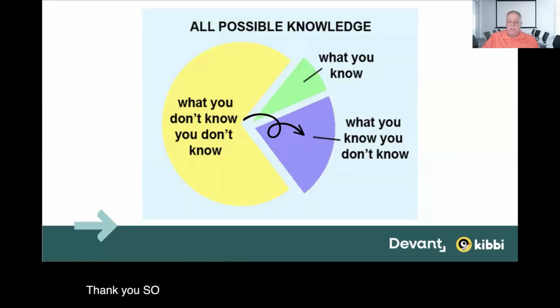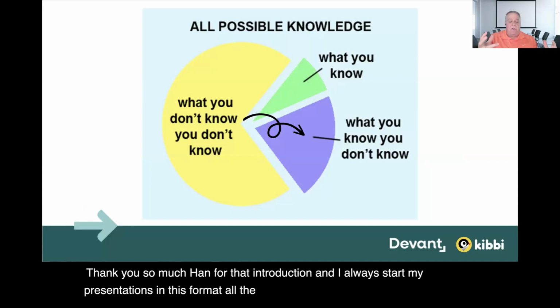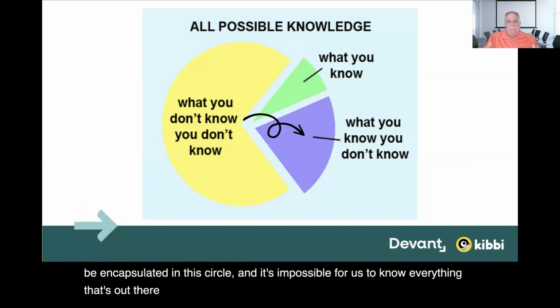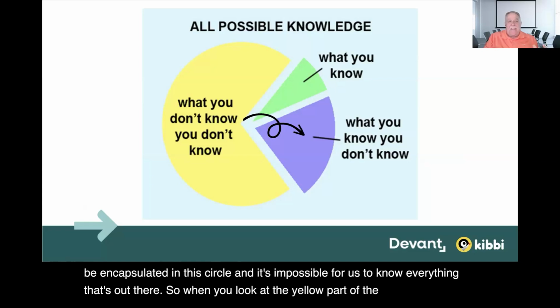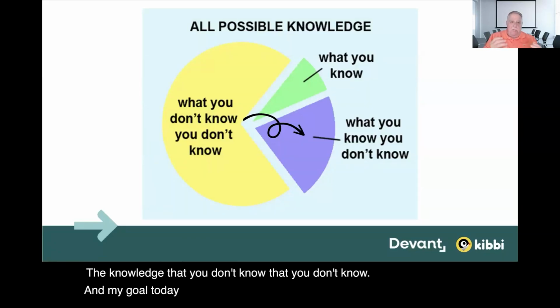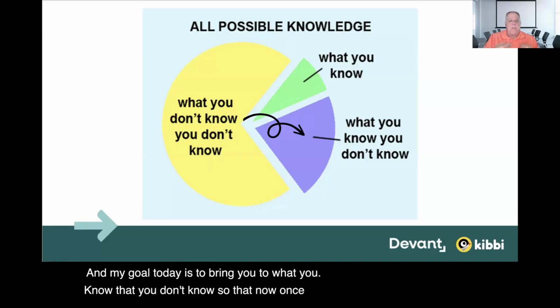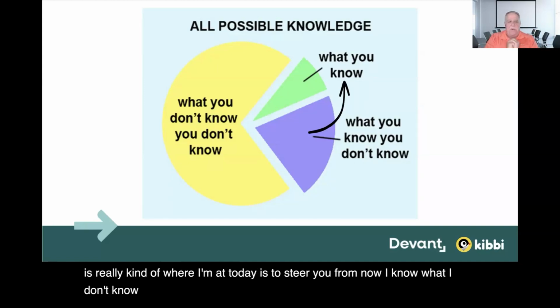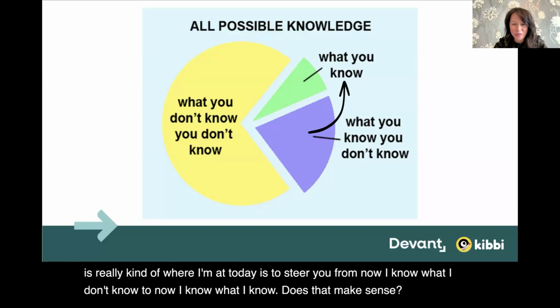Thank you so much, Han, for that introduction. I always start my presentations in this format. All the knowledge that we have in the world can be encapsulated in this circle, and it's impossible for us to know everything that's out there. So when you look at the yellow part of the circle, these are the things you don't know that you don't know. My goal today is to bring you to what you know that you don't know, so that once you know, you can actionize. So Han, this is where I'm at today: to steer you from now I know what I don't know to now I know what I know. Does that make sense? That makes sense. Let's figure out what I don't know first.